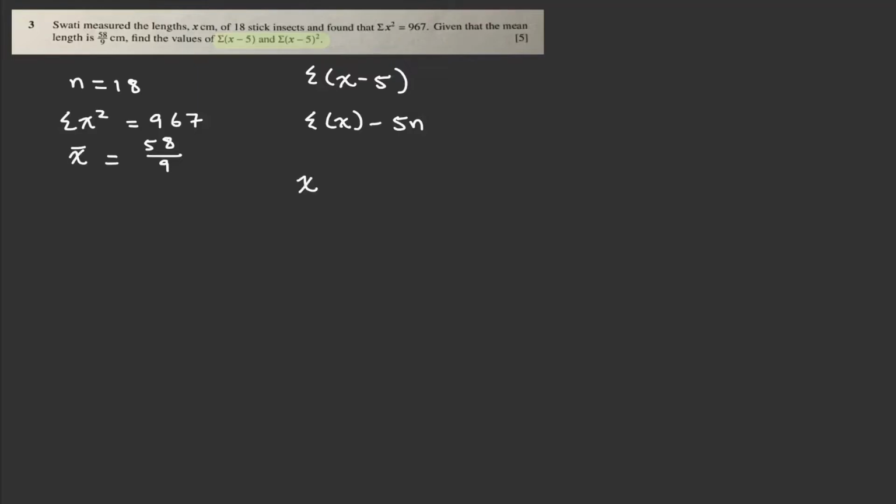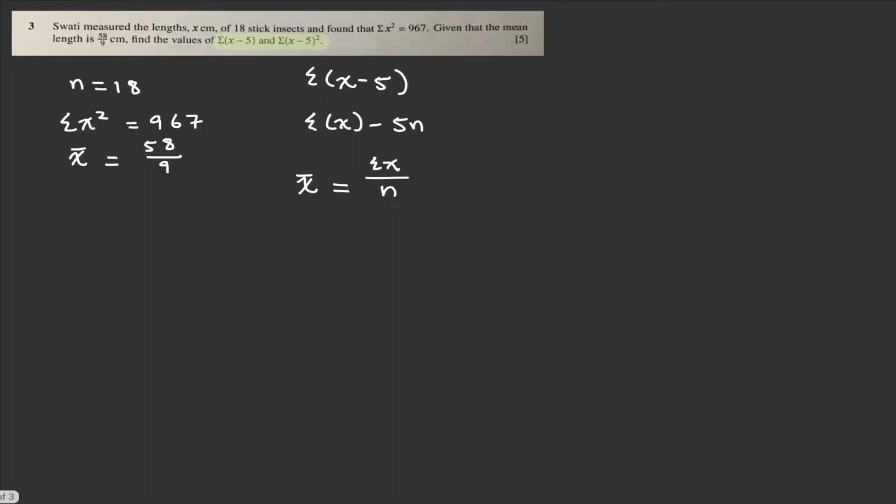We know that the average of a set of data is just the total of the data over how many numbers there are. So let's say I have 3 data, we'll add them together and then divide by 3. It's basic math. So that means that sigma x is the same as x bar times n, which in this case is 58 over 9 times 18, which equals 116, I believe.